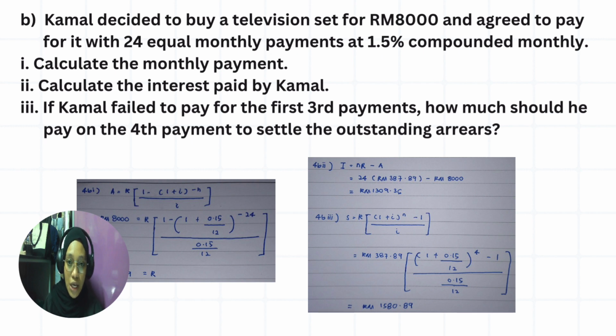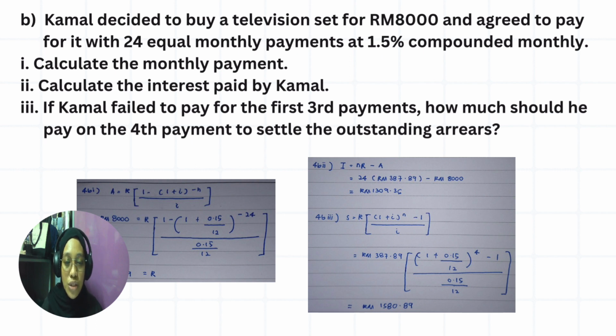For question 2B, Kamal decided to buy a television set for 8,000 ringgit and agreed to pay for it with 24 equal monthly payments at 1.5% compounded monthly. So here we can state the A, which is 8,000 ringgit, and the I is 0.15 over 12 months, and the N is 24. So, for question B1, calculate the monthly payment, or R.